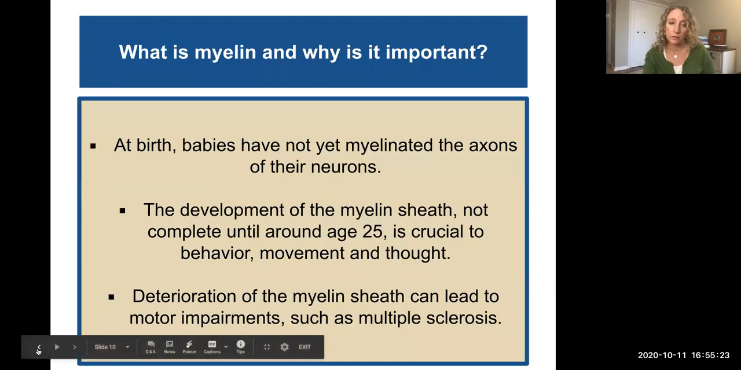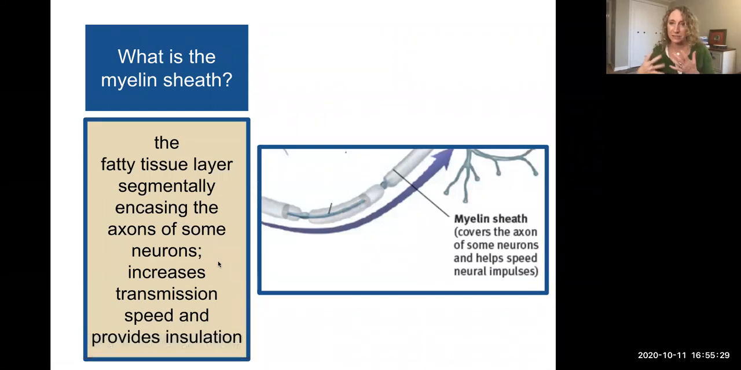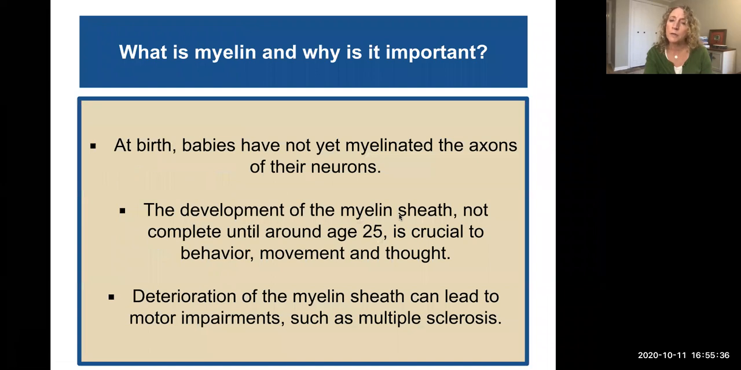The myelin sheath is a fatty tissue, like I said, a protective covering. It helps speed up the transmission of the neural impulse along the axon. People who have a deteriorating myelin sheath, or one that is just not working as well, can develop a disorder, multiple sclerosis, from that deterioration. Multiple sclerosis is where you have difficulty with movement and sometimes even thought.